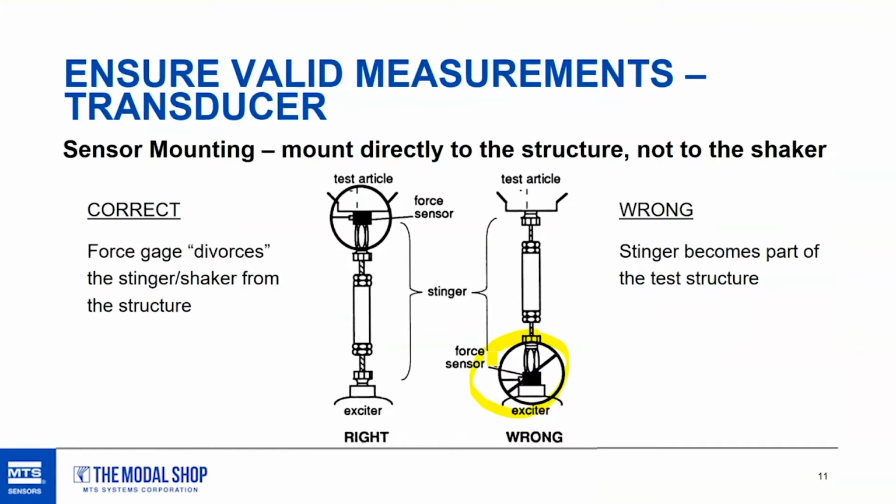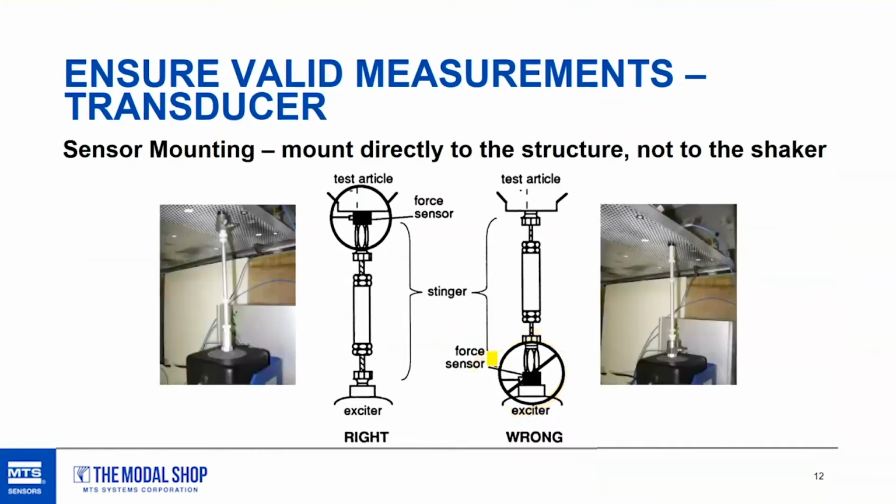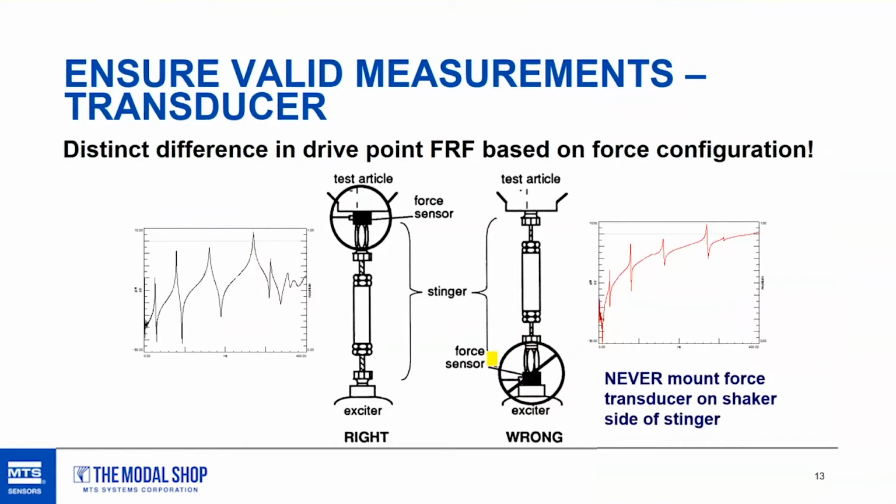So if you have the sensor mounted on the shaker, basically the stinger and its stiffness and mass becomes part of the structure, and that will interfere on your measurement. And we did a test. We looked into that just to make sure we're not just saying that. So we did that same testing, putting the sensor in the right and the wrong position. And as you can see on the next measurement results, it's very clear.